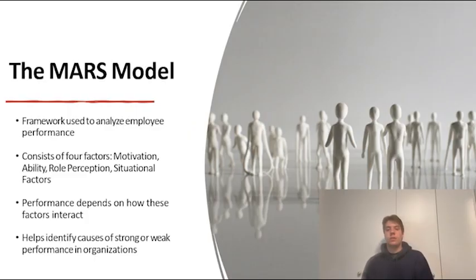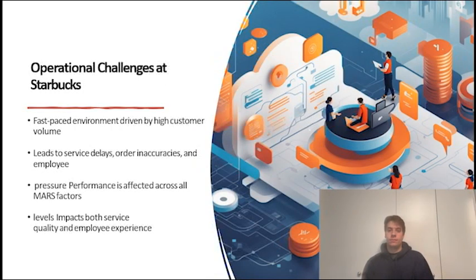Motivation refers to how much effort an employee is willing to put in. Ability is whether they have the skills and knowledge available to do the job. Role perception is their understanding of what is expected of them. And situational factors are external conditions like resources, time, or support. Overall, the Mars model helps break down performance into clear parts, making it easier to identify what might be helping or limiting how well someone performs at work.